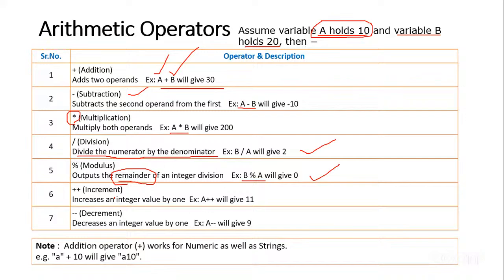Then increment and decrement operators. Increment operator is used to increment any value by 1, only by 1. So suppose A value is 10, A plus plus becomes 11. In the same way, we have the decrement. Increment is incremented by 1. Decrement means decremented by 1. If A value is 10, if you write A minus minus, A value becomes A assignment A minus 1, nothing but 10 minus 1. It becomes 9. So this is how to work with arithmetic operators.